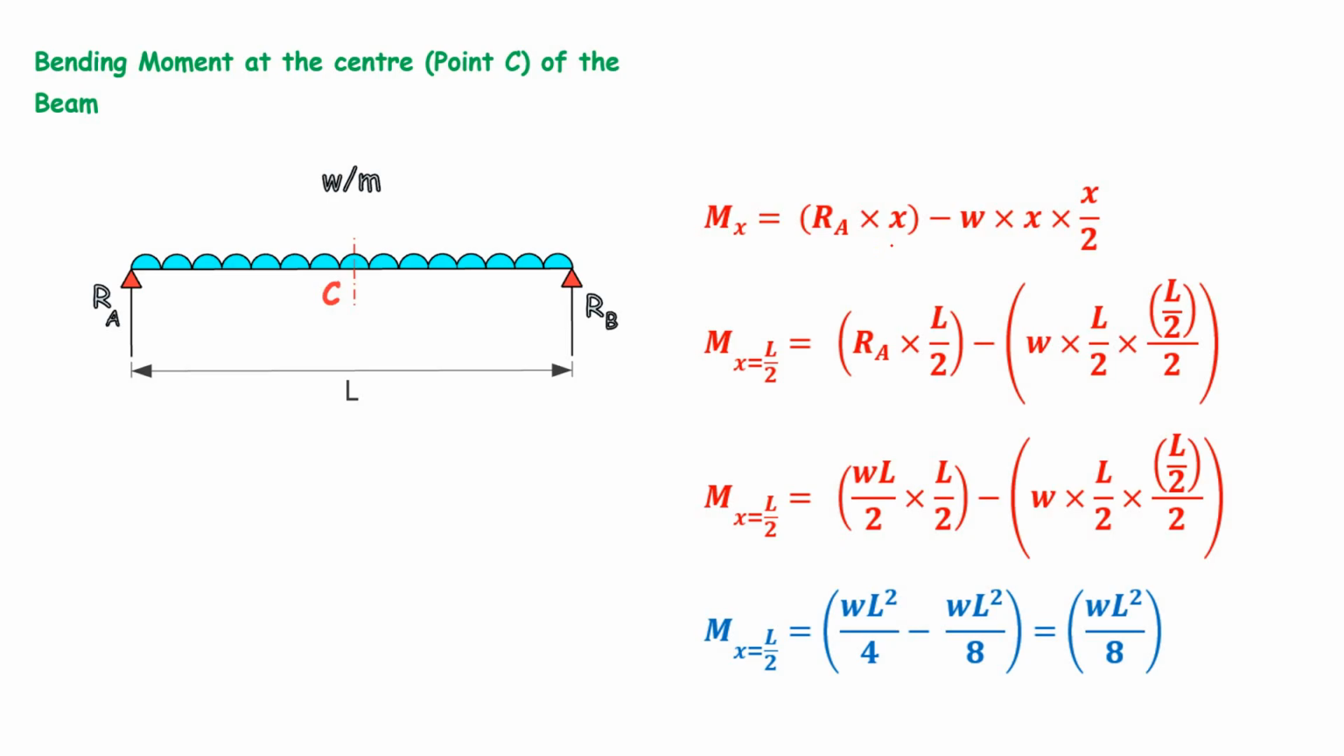So this is the general expression: RA times x minus W into x by 2. At this point, x value is equal to L by 2. You substitute this value in this expression. So if you do that, you will get RA into L by 2 minus W into L by 2 into x, which is L by 2, divided by 2. So substituting RA equal to WL by 2, finally you end up with the value of WL square by 8.